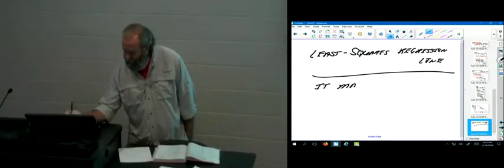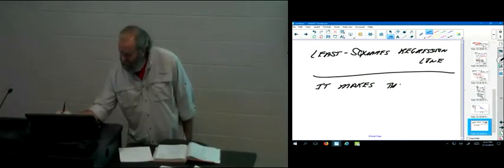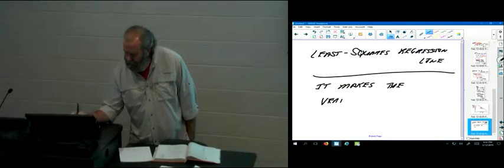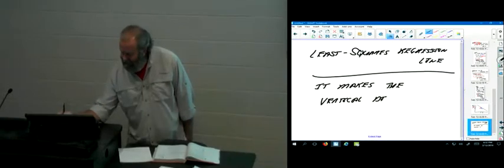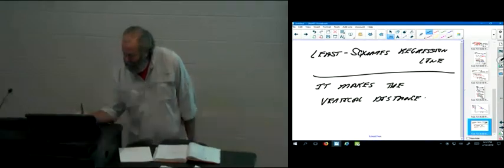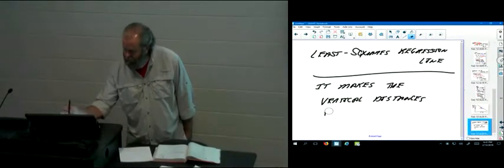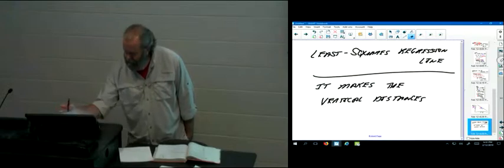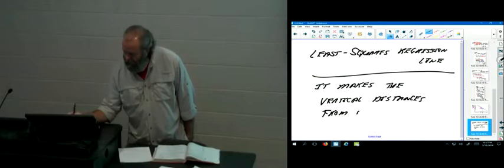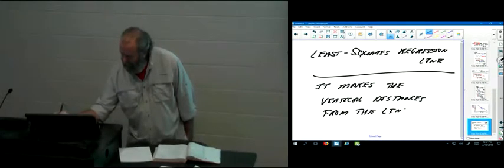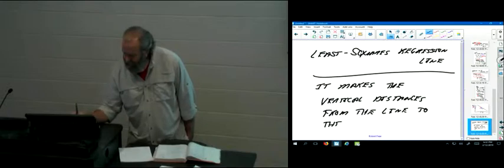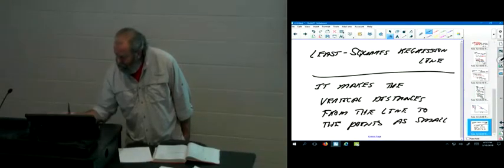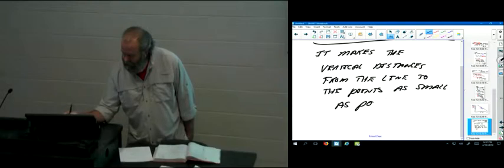I'm trying to put it into English that's not math English. It makes the vertical distances from the line to the points as small as possible.